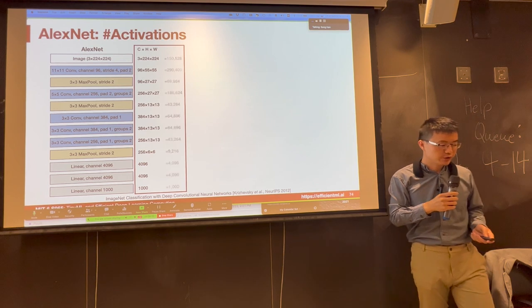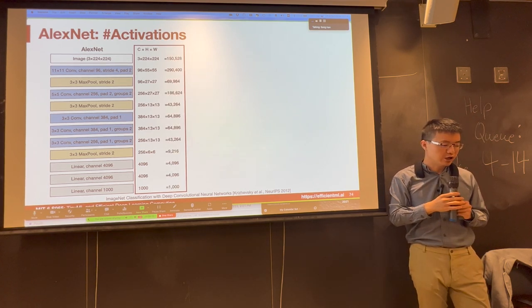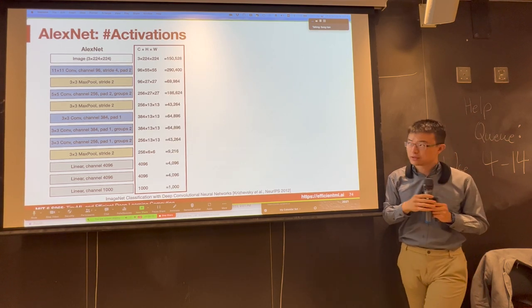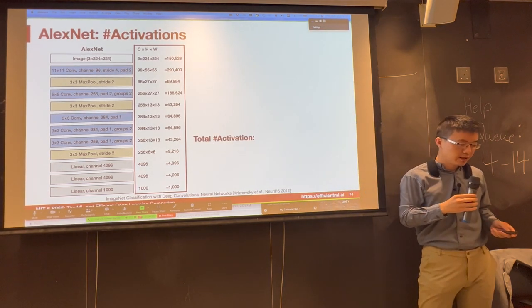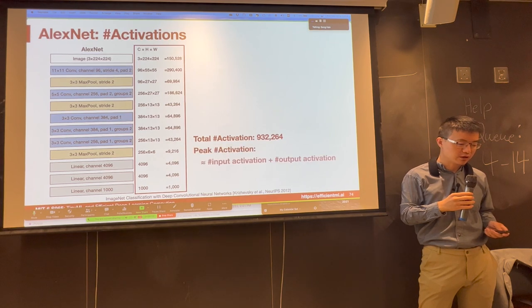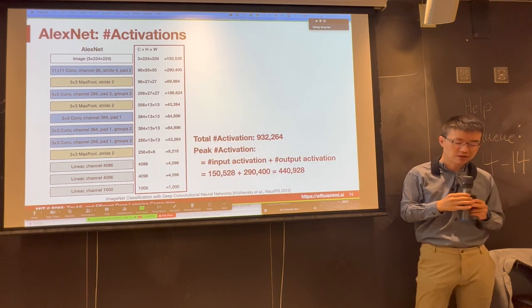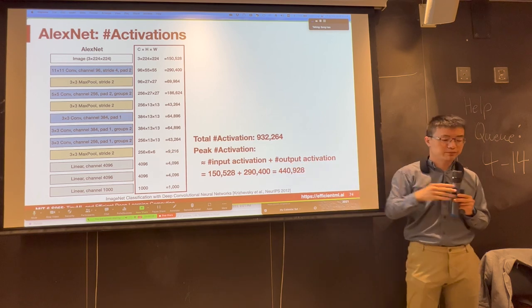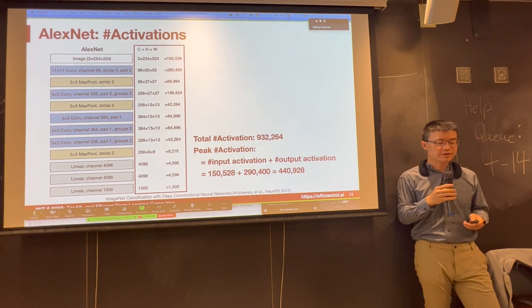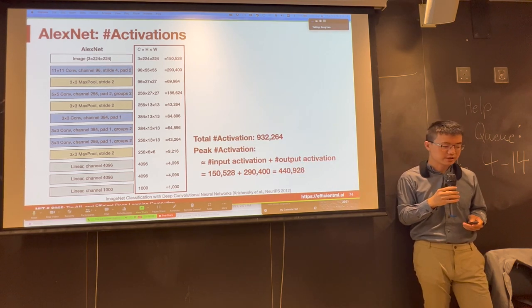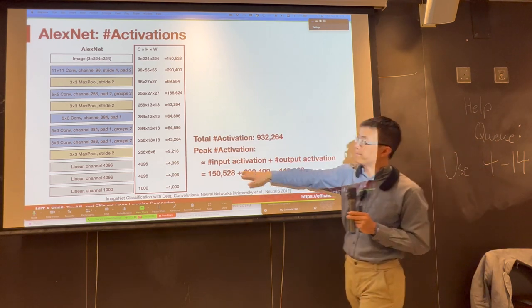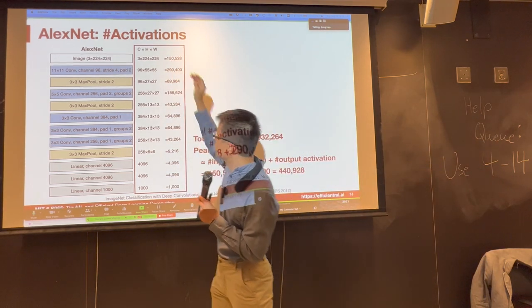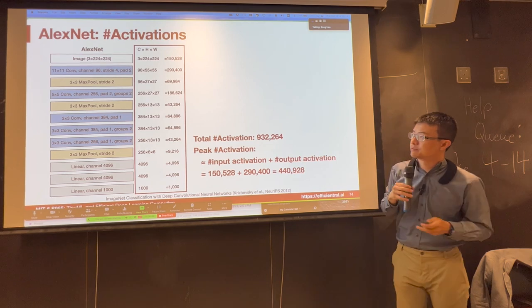Here we want to show the activation for AlexNet. How do we calculate them? Just multiply C, H, W together to get the total number of activations. We can also calculate the peak number of activations, which is the number of input activations plus the number of output activations, and find the max across different layers. In this example, it turned out to be the first layer, so the sum of these two is actually the largest.